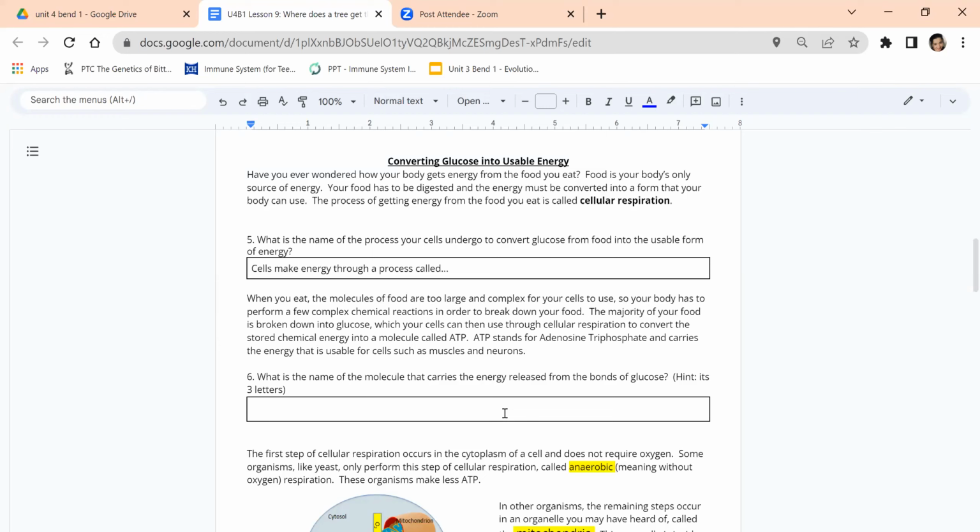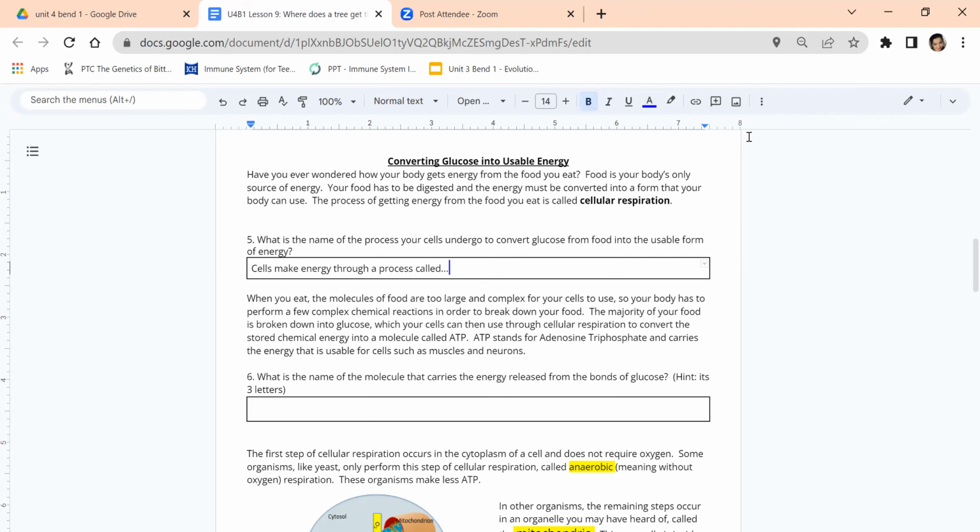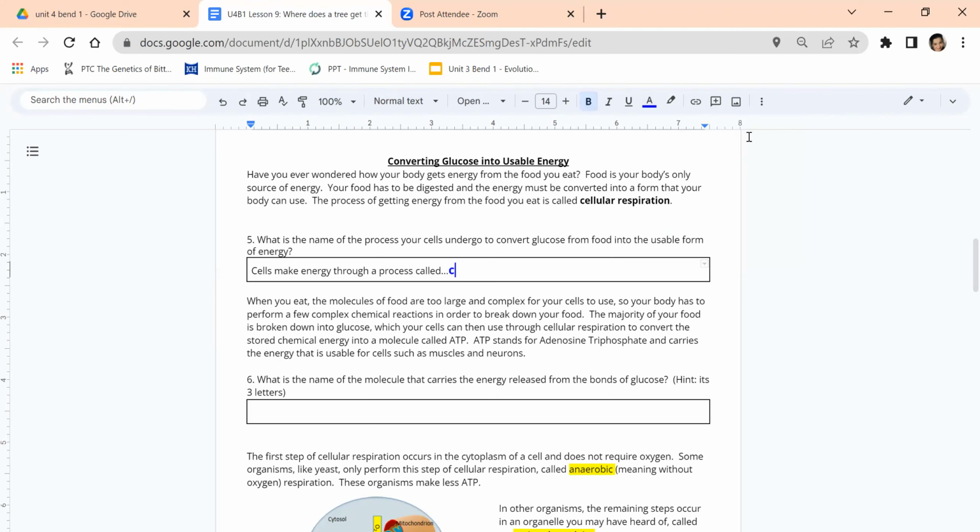Have you ever wondered how your body gets energy from the food you eat? Food is your body's only source of energy. Your food has to be digested, and the energy must be converted into a form that our body can use. The process of getting energy from the food you eat is called cellular respiration. Okay, I need to make this a little bigger. So the cells make energy through the process called cellular respiration.